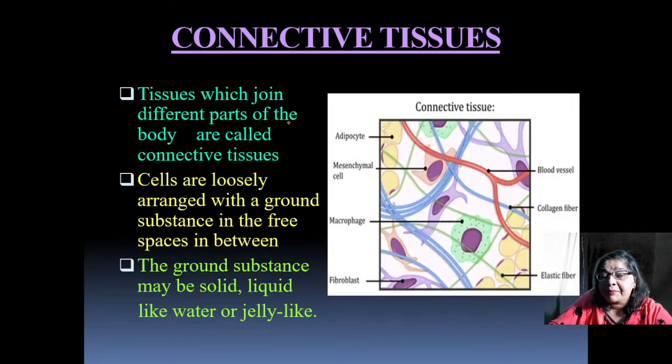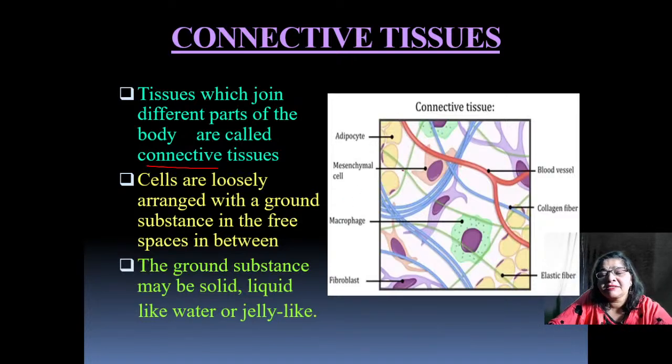Tissues which join different parts of the body are called connective tissues. The word connective itself tells you that they help in connecting or joining the different parts of the body. If you look at the cells of these tissues, the cells are loosely arranged with ground substance in the free spaces in between. So there are different types of cells, and the ground substance is called the matrix.